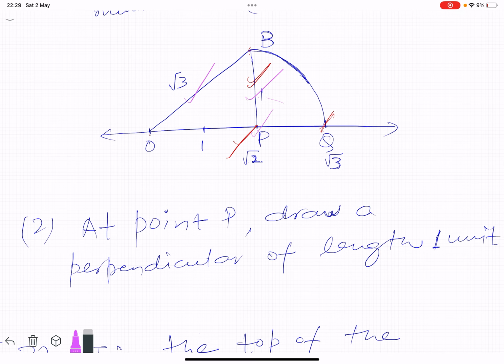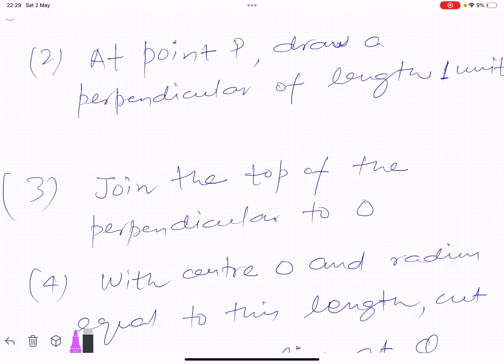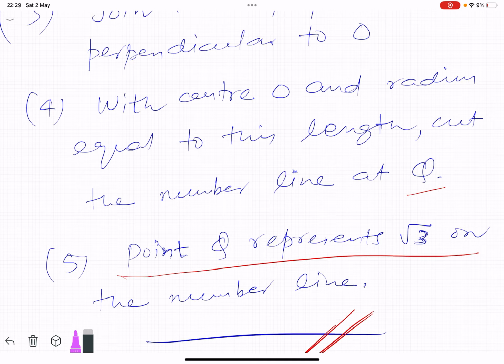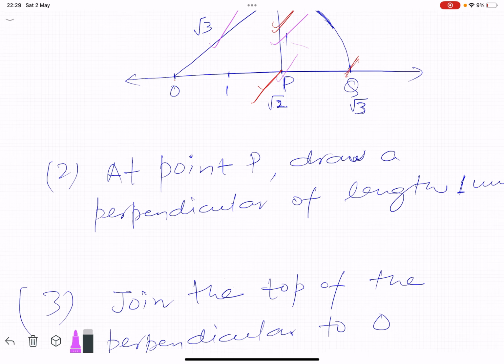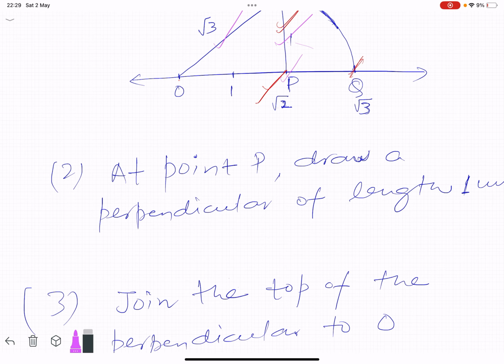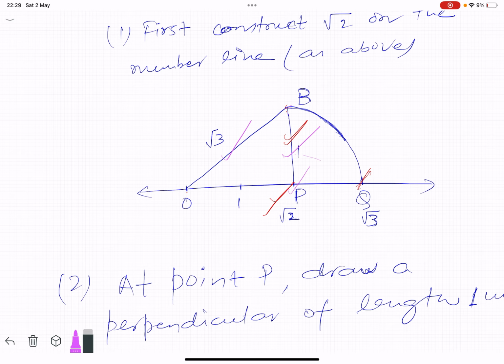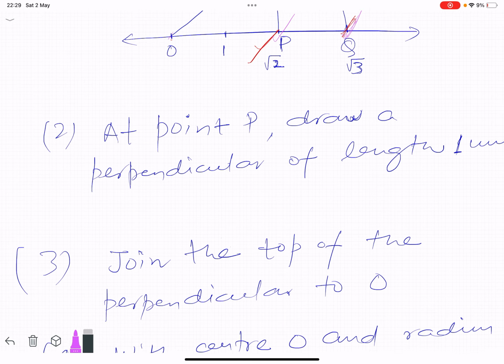Root 1 square plus root 2 square. Root 2 square is equal to hypotenuse. That will be root 3. Join the top of the perpendicular to O. This is joined, and we will form an arc. We will draw an arc BQ. So the point Q on the number line will represent root 3.